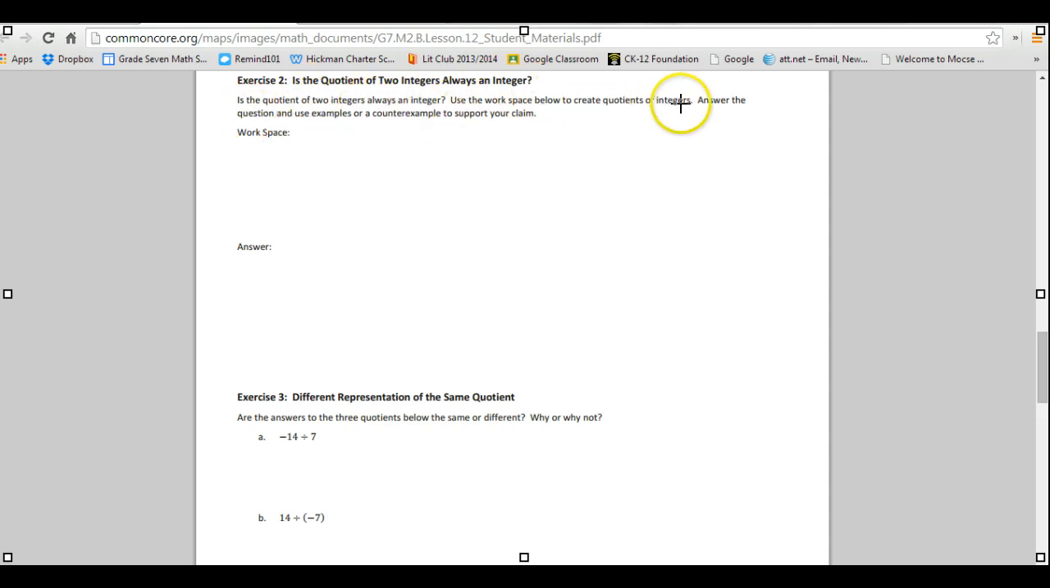Use the workspace below to create quotients of integers. Answer the question and use examples or a counterexample to support your claim. So if you're going to use a counterexample, if you think this is not necessarily true, if a quotient of two integers could be something other than an integer, then you can write a counterexample, or an example of that. Okay, so use your workspace, and this is going to be your answer. Your answer is going to be whether you believe it, yes or no. Okay.